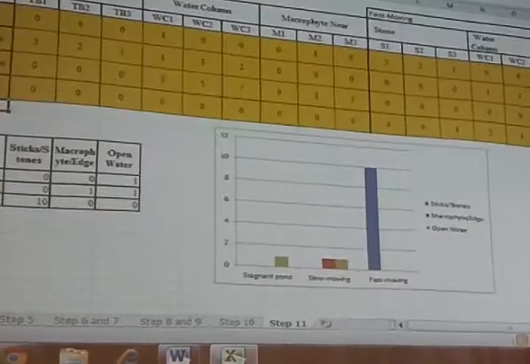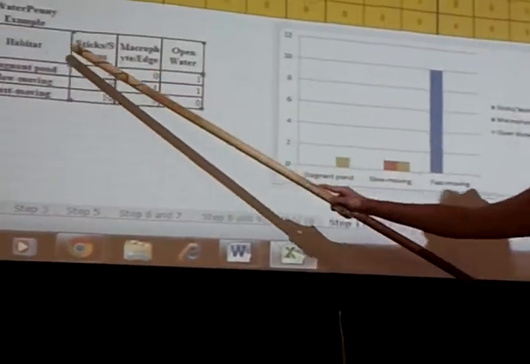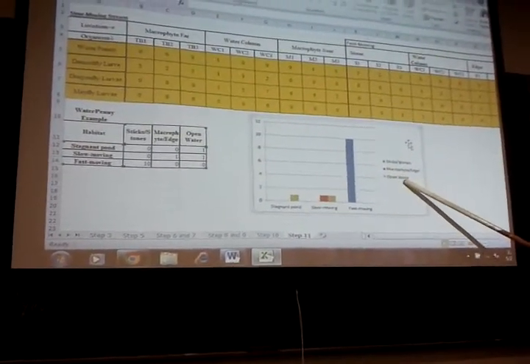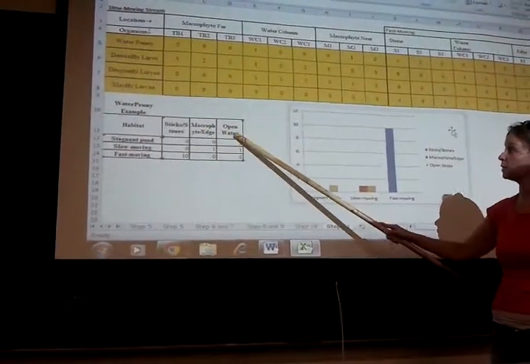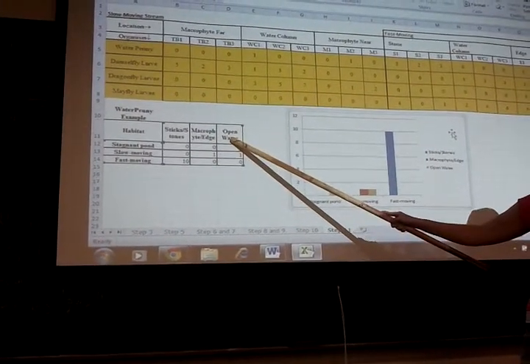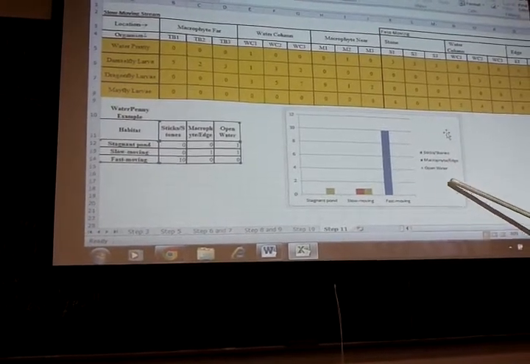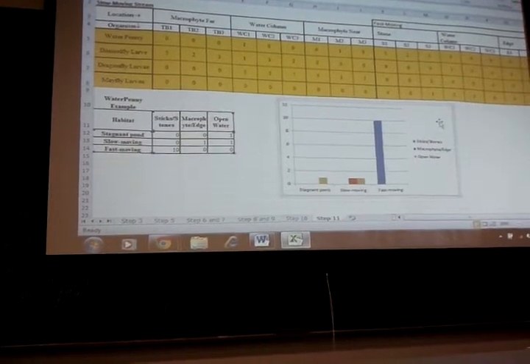Then all we want to do is plot that. So again, you just highlight your graph, and then it's going to have stagnant pond versus open water. So these top ones here, which are your microhabitat comparisons, these should be your series, and then on your x-axis should be your habitats. Okay?